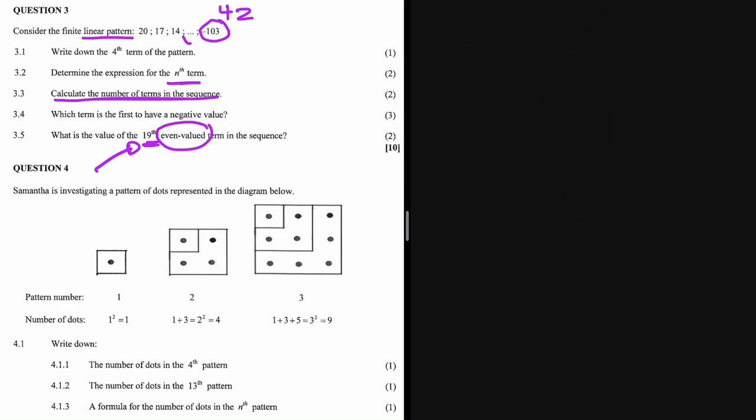Now we move on to question number 4. They say that Samantha is investigating a pattern of dots represented in the diagram below. We have pattern 1, pattern 2, pattern 3, which means term 1, term 2, term 3. On term 1 we have the value S1, on term 2 we have the value S4, and on term 3 we have the value S9. They also show us how to get these values.